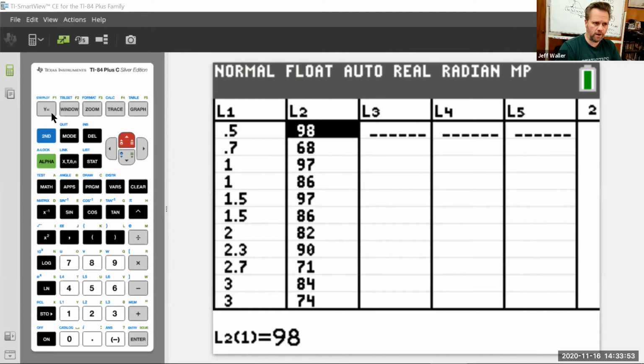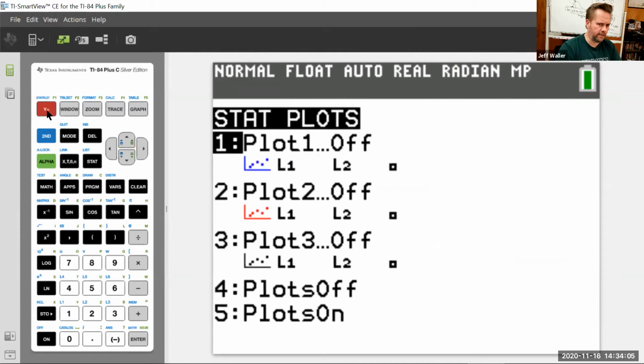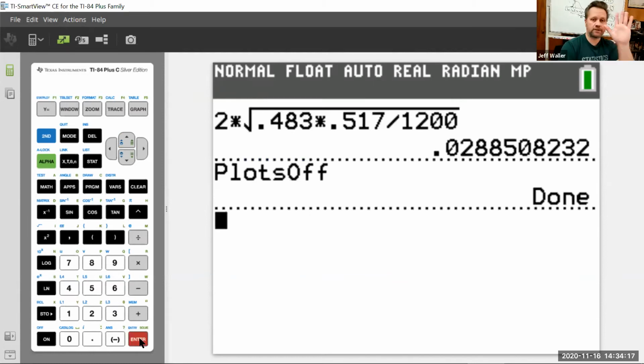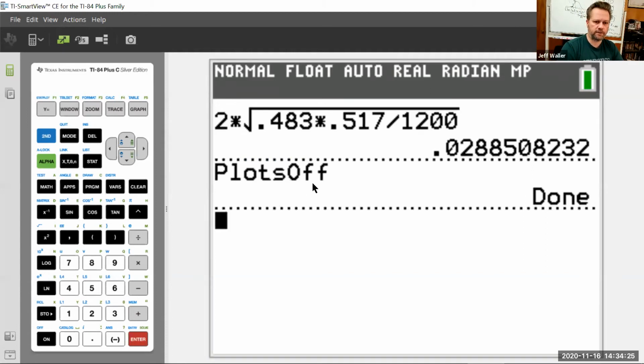Does everybody see their Y equals button? And do you see right above that it says stat plot? That sounds intriguing. It sounds useful. So if you hit second Y equals, is everybody with me? Everybody do this for me right now. Hit 4, enter, just in case you have some plots turned on from some who knows what. Let's just start with everything turned off. You should see plots off and then you hit enter, done.